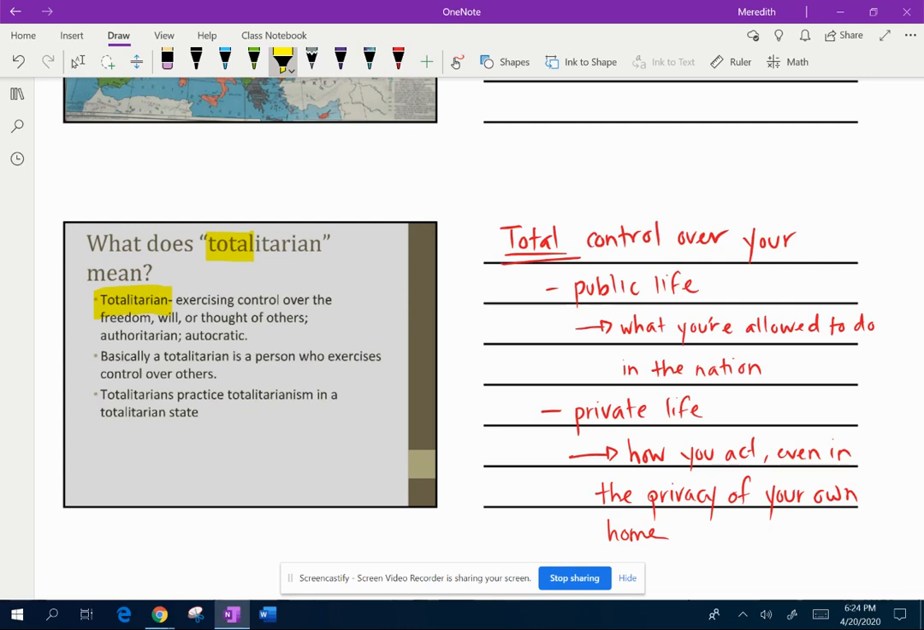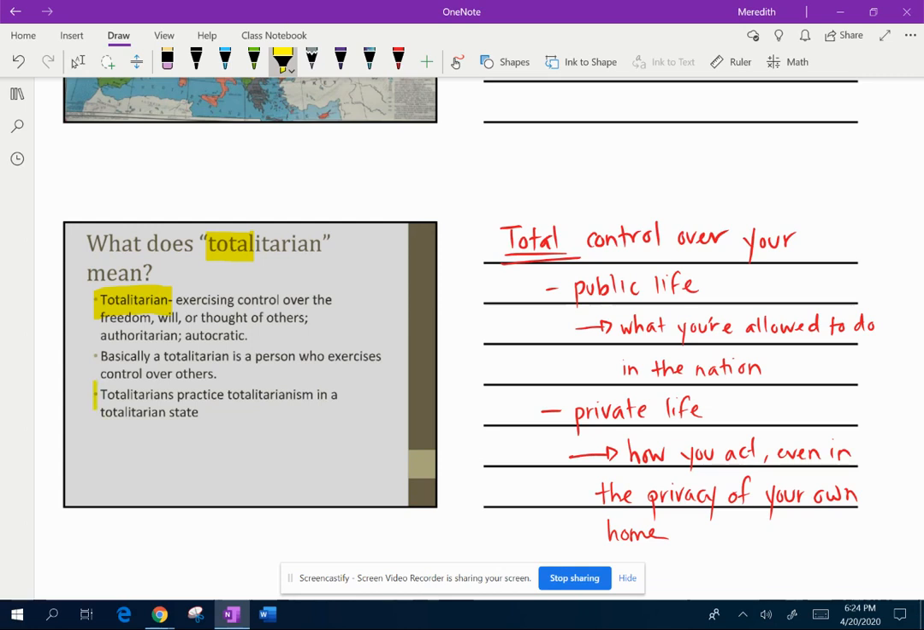And then there are other synonyms, right? Authoritarian and autocratic. And we all know that these are also synonyms for dictator, which is what we're looking at. Totalitarian is another word for a dictator. And basically, a totalitarian is a person who exercises control over others.